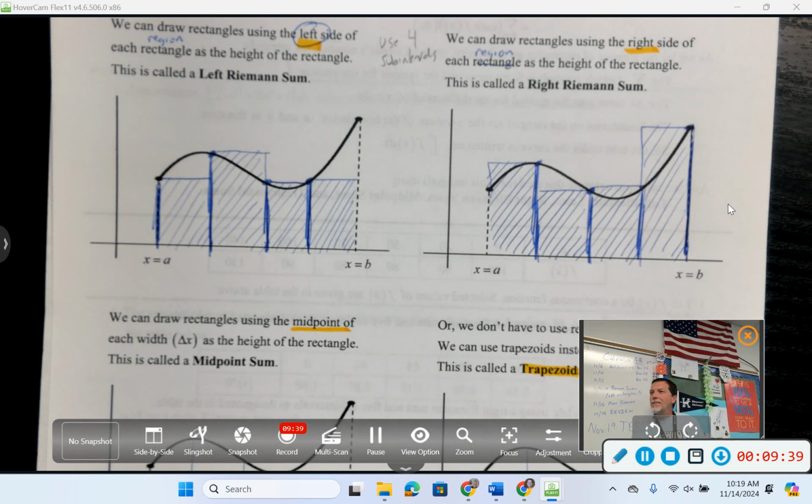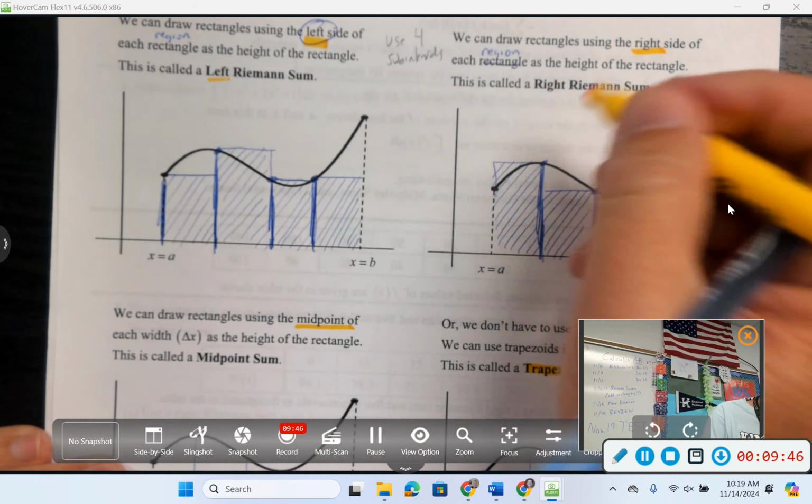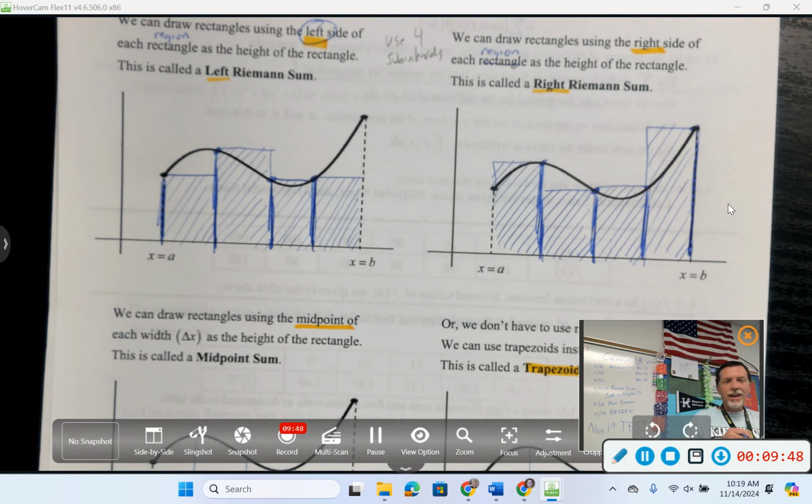Called a right Riemann sum. And again, when we want you to use a right Riemann sum, you'll know it because we use the word right. Right-hand sum, right Riemann sum, use the right height, right rectangles. You can call it three or four different things, but it'll all have the word right in there if they mean for you to come from the right.